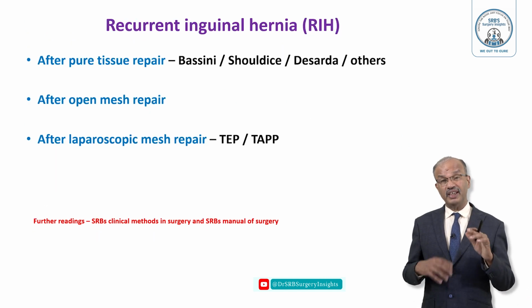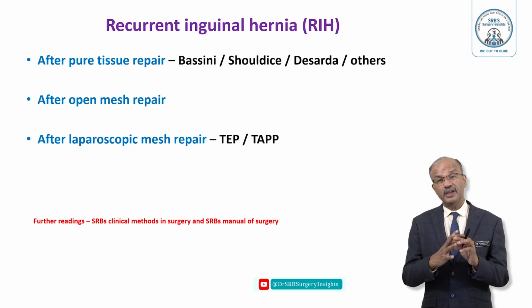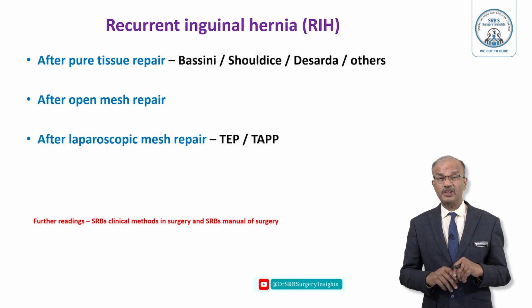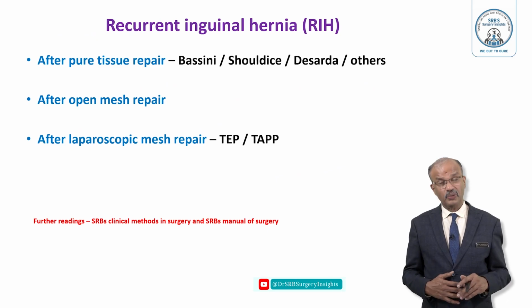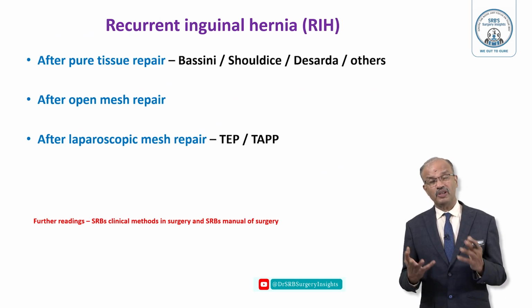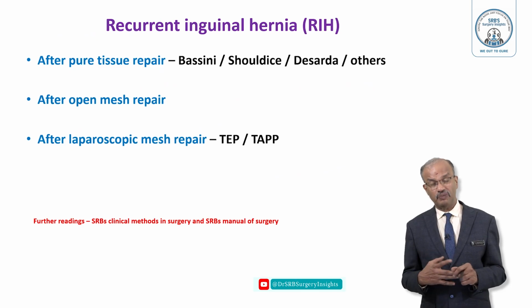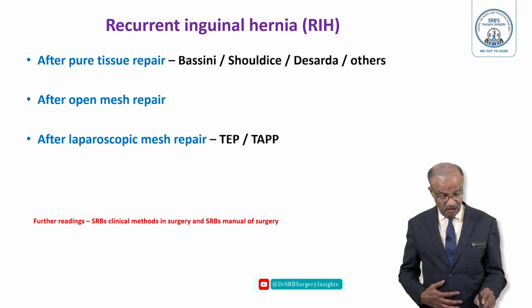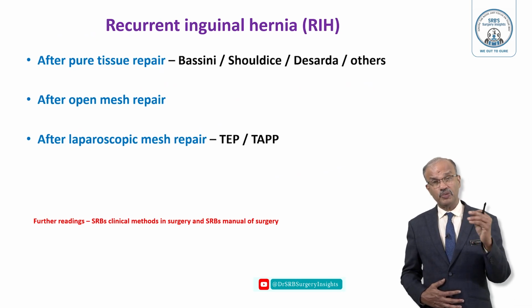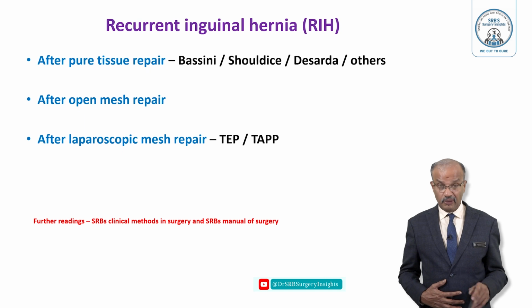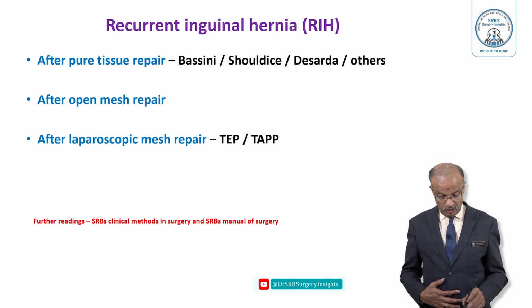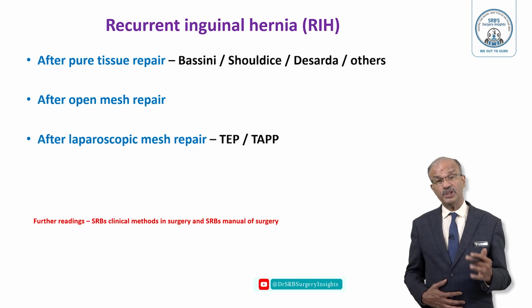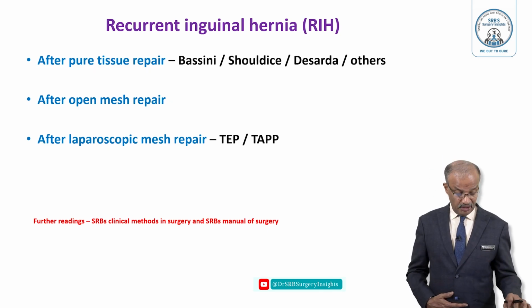So this is important for treating the patient because R1 you have to treat under local or spinal, open mesh repair or like a Gilbert mesh repair, plugging, whereas R2 again open mesh repair or preperitoneal mesh repair. Once preperitoneal mesh repair is sufficient, whereas after pure tissue repair, maybe Bassini, Shouldice, Desarda, after open mesh repair, Lichtenstein's, after laparoscopic mesh, TAP and TEP. This is how exactly it is classified because it is important. So what approach next you will use to treat the recurrent inguinal hernia.